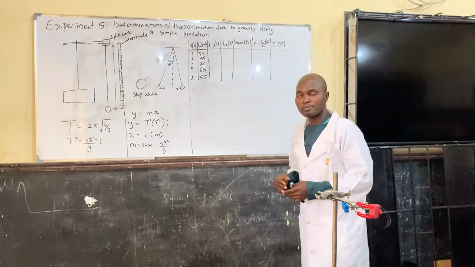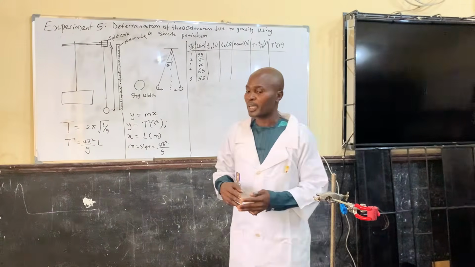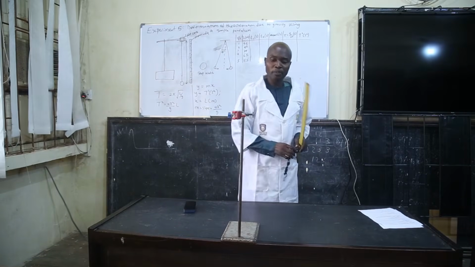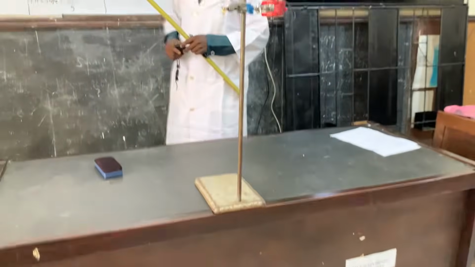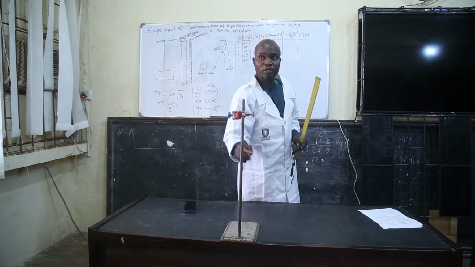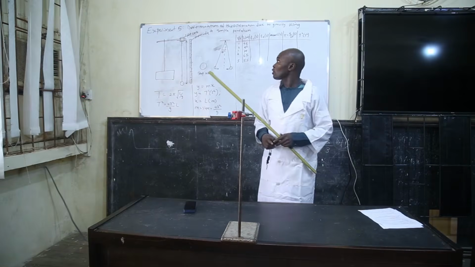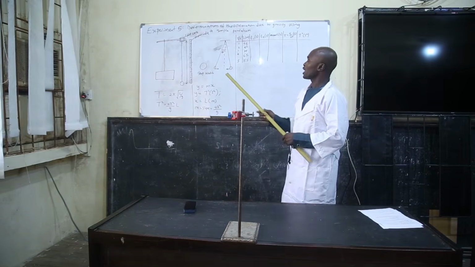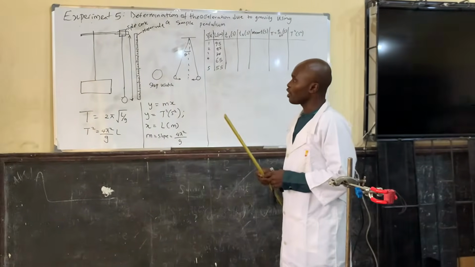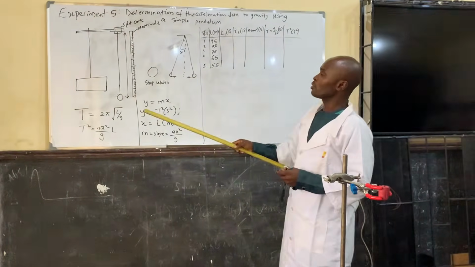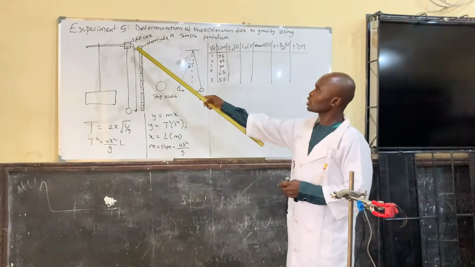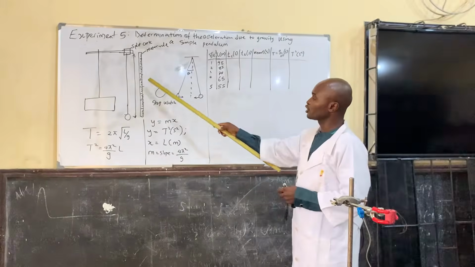For this experiment, what is required of you: we have the meter rule, the stopwatch, the pendulum bob as shown, your thread, split cork, and the retort stand. As shown on the board, you can see this is the setup of the experiment. You have your meter rule, your pendulum bob, your split cork, and the thread.